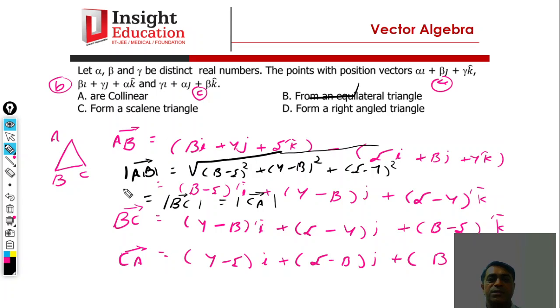Okay, so from this, first we have to find the magnitudes of AB, BC and CA. From this we can conclude whether the answer is A, B, C or D.